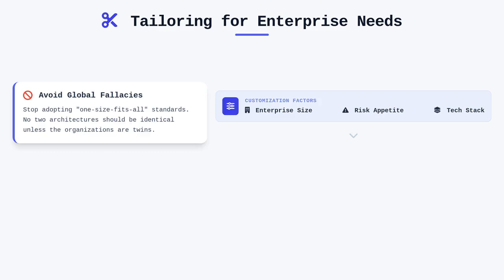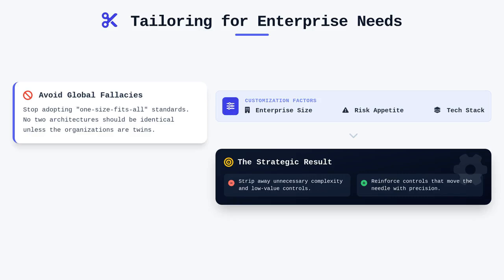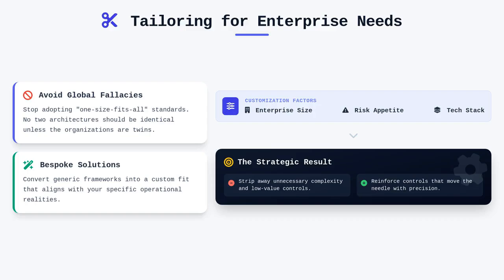unique situation. Tailoring allows you to strip away unnecessary complexity while reinforcing the controls that actually move the needle for your specific business case. In effect, it turns a generic framework into a bespoke solution that fits the specific contours of your operational realities. This avoids wasting effort on controls that provide little value while ensuring that critical gaps are addressed with precision.